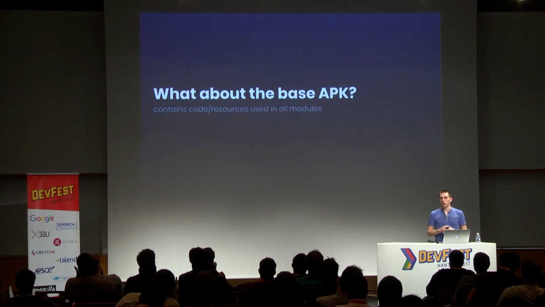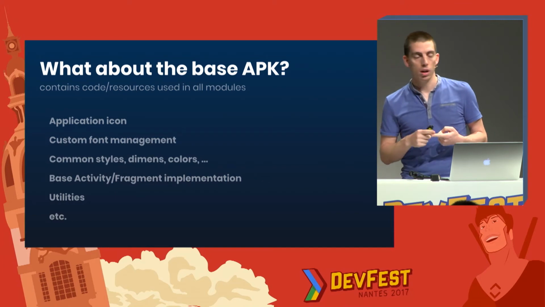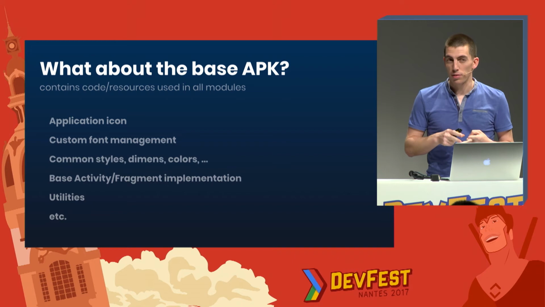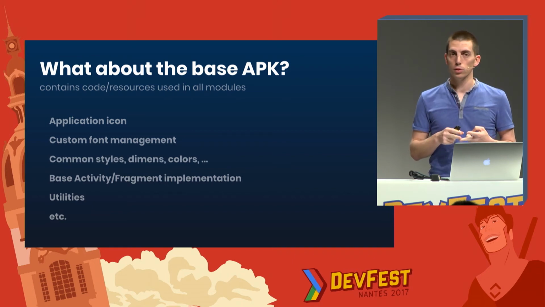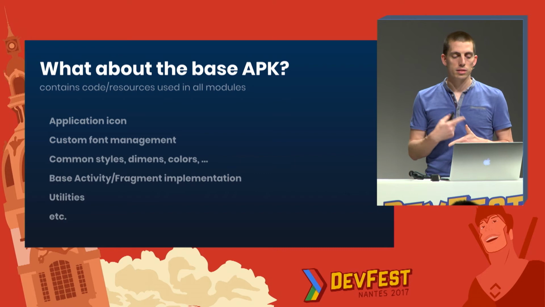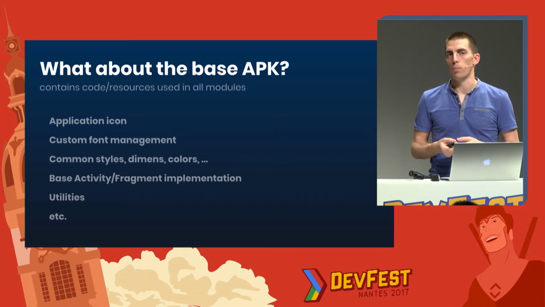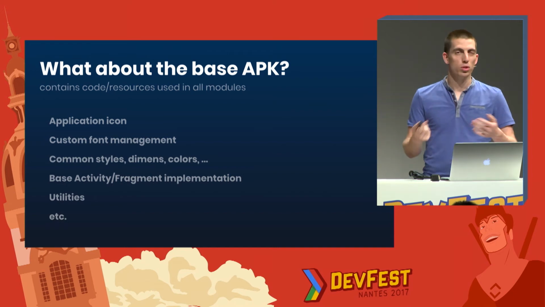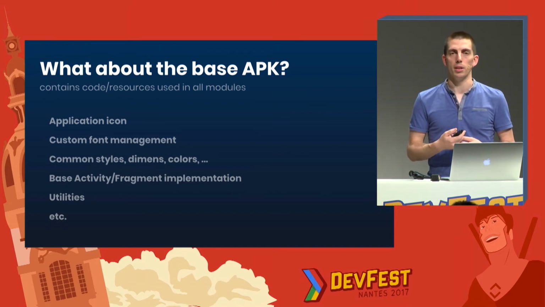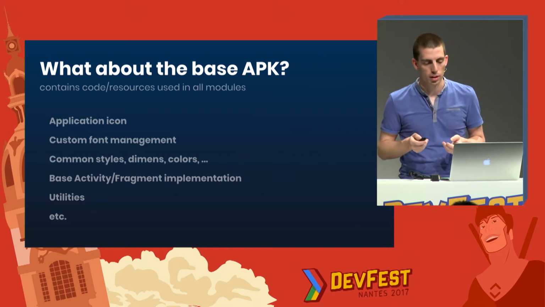So what about the base APK that I told you about? The base APK is really about containing code and resources that are used in all of your modules. So this is really the code that is related to everything. Some examples in the case of the DevFest application are the application icon, because we want to share the application icon between an instant app and an installable application. As you may have seen, there is also use of custom fonts, a downloadable font. So this has to be in both the installable and instant application, so this is in the base APK. Common styles, dimensions, colors, even the implementation of the base activity or base fragment that I'm using. Some utilities, etc. So you can put a lot of stuff in the base APK, but keep in mind that it has to be as small as possible, obviously.